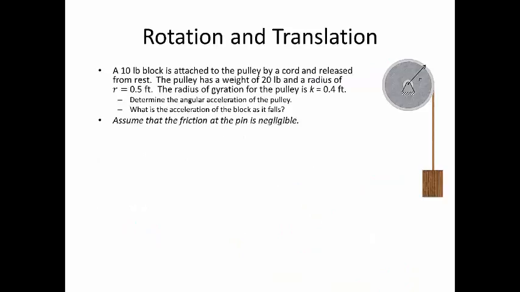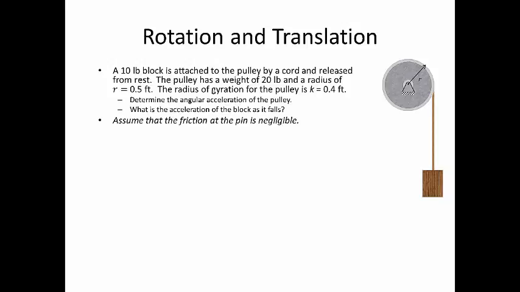Here's another example that's similar to the first. However, now we have a 10-pound block attached to the pulley by a cord, and we release the block from rest. The pulley has a weight of 20 pounds and a radius of 0.5 feet, as we had in the past problem, and the radius of gyration for the pulley is k equals 0.4 feet. This problem is a little bit different than the last problem in that our force isn't applied instantaneously and it isn't released instantaneously. We have a mass that is moving. So we have to treat this one a little bit differently. Again, we're going to assume that the friction at the pin is negligible.